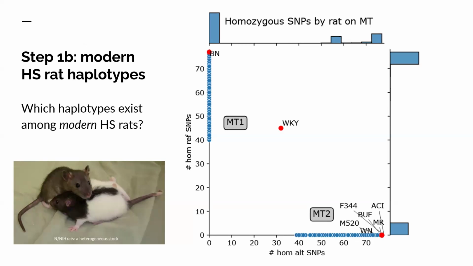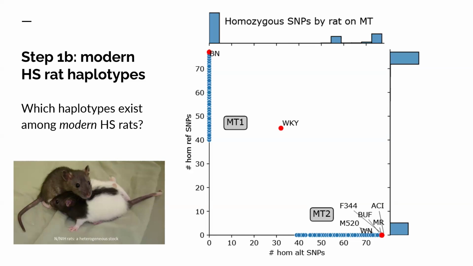I threw away all the ones that were MAF0, so these are only the SNPs that exist in modern rats. And the higher it is on the y-axis, the more reference SNPs, and the farther the x-axis, the more alternate SNPs. And you can see there are basically 2 groups. People are either reference or they're alternate. The reason that they're not completely matching is because, again, 0.25 coverage, we are missing some SNPs.